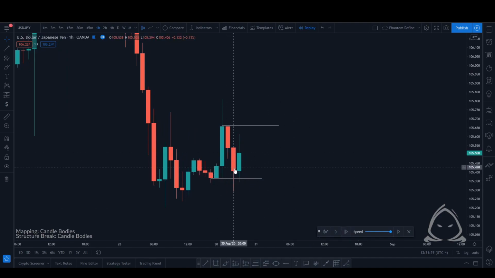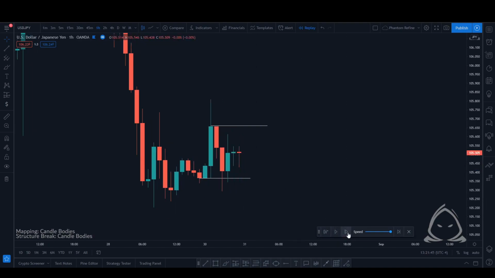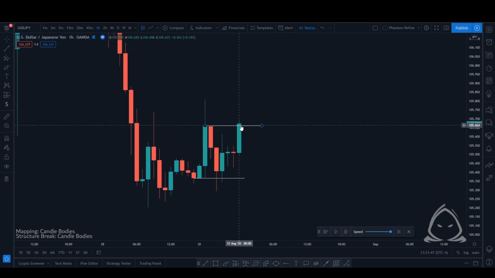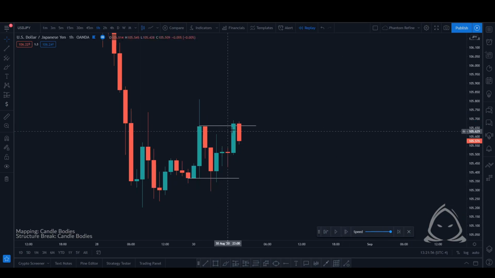We can see again, price spiked the low, but we haven't closed below this low, so we're still in bullish market structure. We'll keep playing price forward a few more candles, and we've now broken and closed slightly above this high. I'm going to advance one more candle just to see what happens next. We can see we get a rejection.